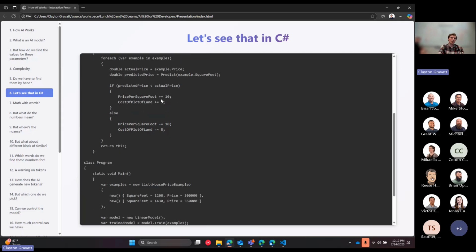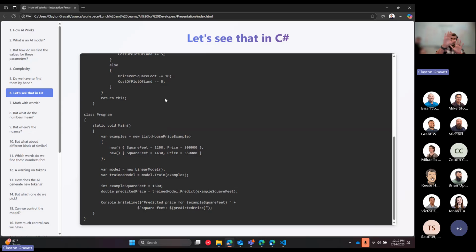And instead of updating by a fixed amount, maybe we'll start by doing big updates, and then as we get closer to the right answer, we'll narrow in a little bit. So maybe we have more of a learning schedule built in. But fundamentally, this is the idea of training a model with examples, updating parameters, and then at the end being able to make predictions with it. And that's it. That's our however many lines of C# that is.